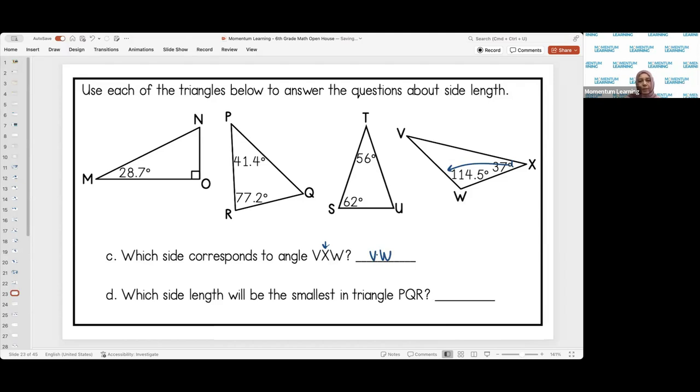Part D says, which side length will be the smallest in triangle PQR? The smallest length, shortest. How can I understand? PQR is here, this triangle. So first I need to find all the angles, right? So 41.4 degrees, 77.2 degrees. Can you tell me what is the angle Q? What is the measure of angle Q? Since we need to find it, can you tell me what this angle is? Write in the chat box, please.